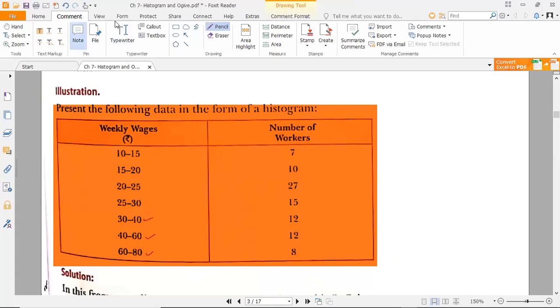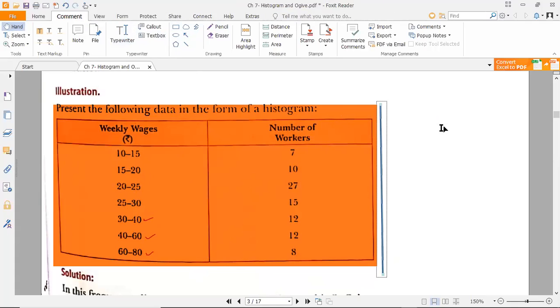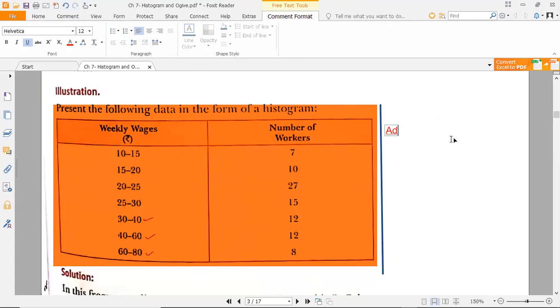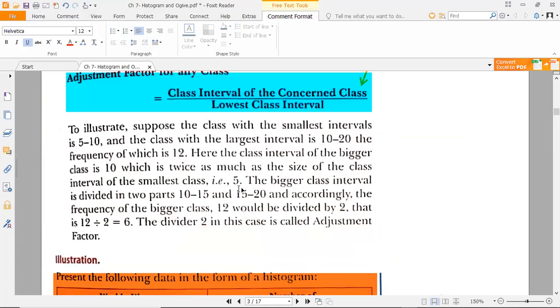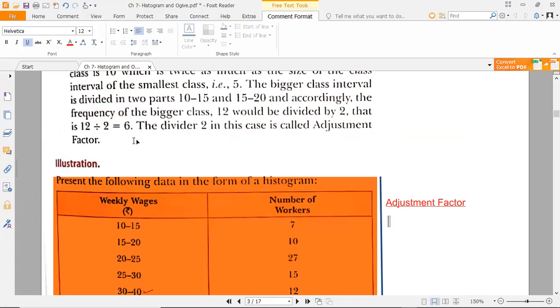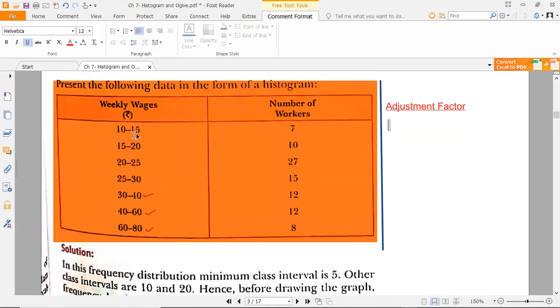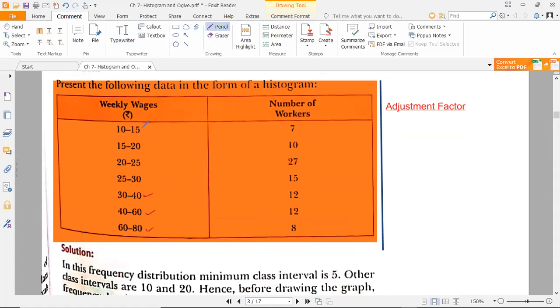So what you will be doing is first finding out the adjustment factor. How is it going to be done? The formula I told you for the adjustment factor is class interval of the concerned class divided by lowest class interval. Now the lowest class interval is 5. You can see over here 10 to 15, the lowest class interval is 5. So all the values will be divided by 5. Actually, you are going to divide the gap.